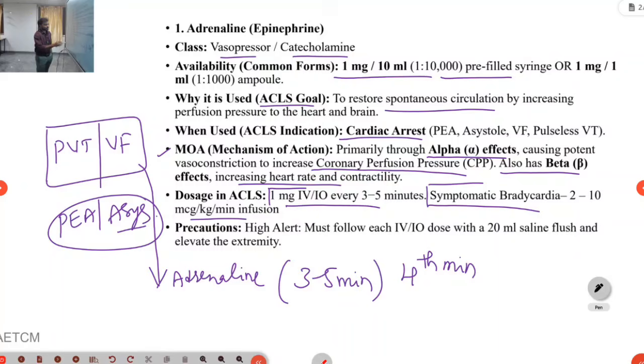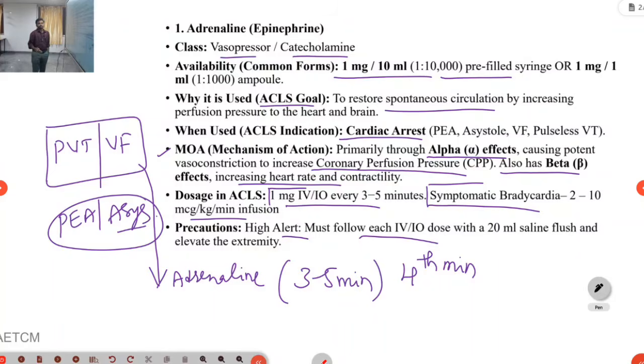The next thing is precautions. It is a high alert drug. We have to make sure that once after giving the adrenaline, at least 10 to 20 ml of normal saline flush needs to be given. Then it will reach the circulation faster and it will have its best effects on the patient.